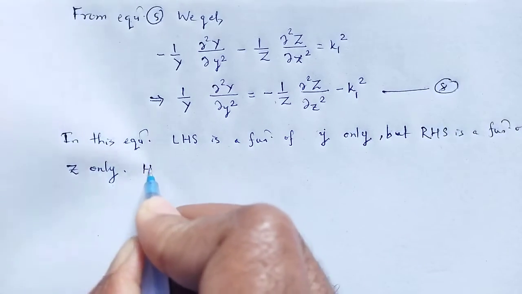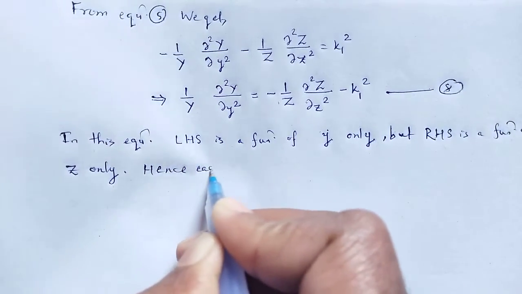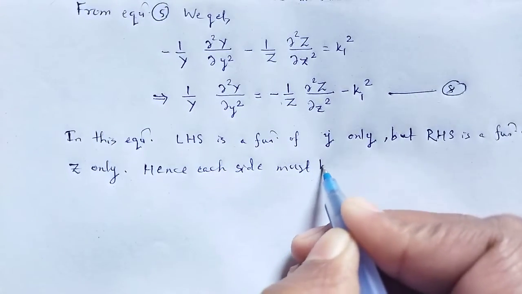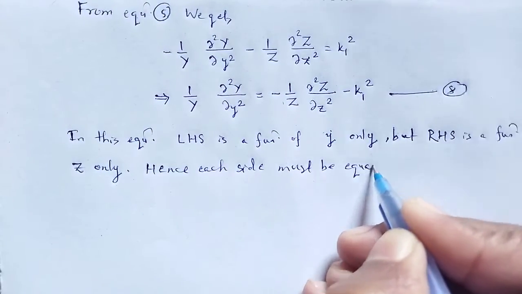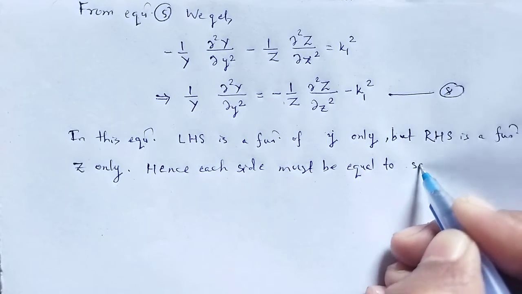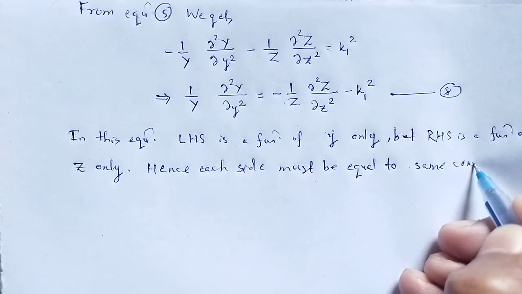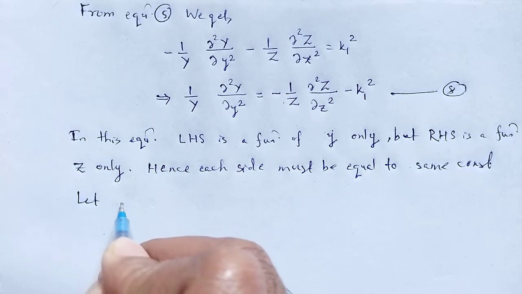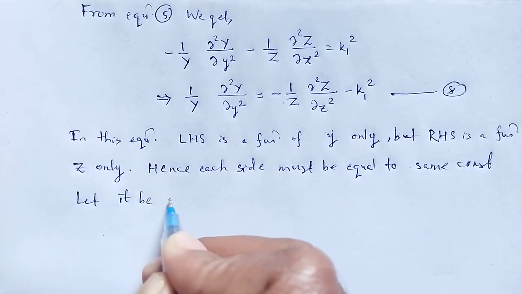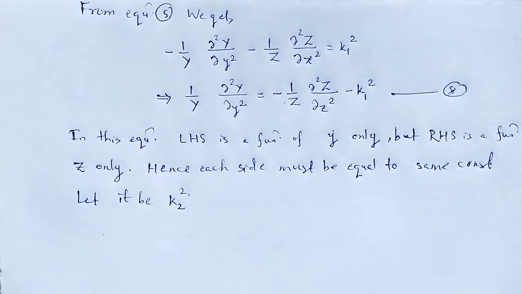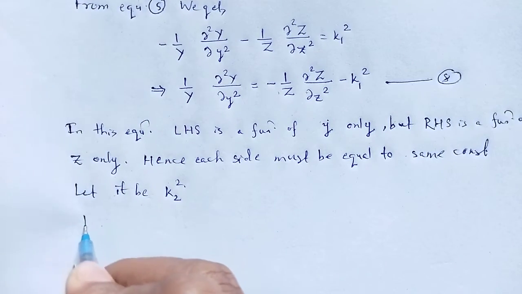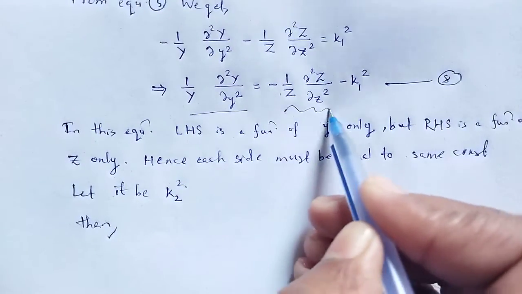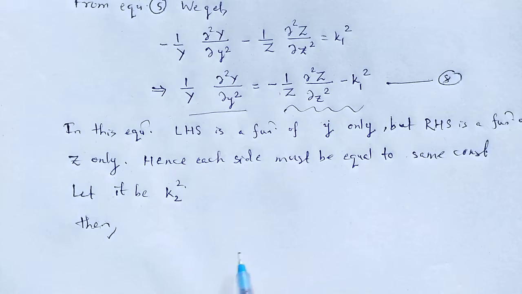Hence each side must be equal to the same constant. Let that constant be k2 square. Therefore we can write that this side is equal to a constant, and that side is also equal to a constant.